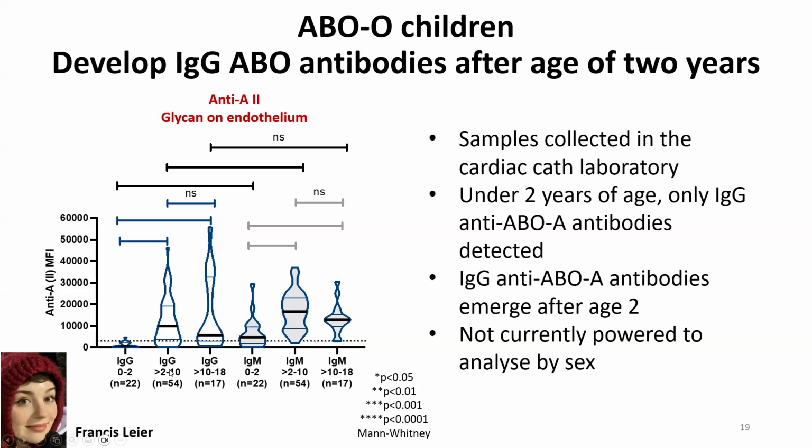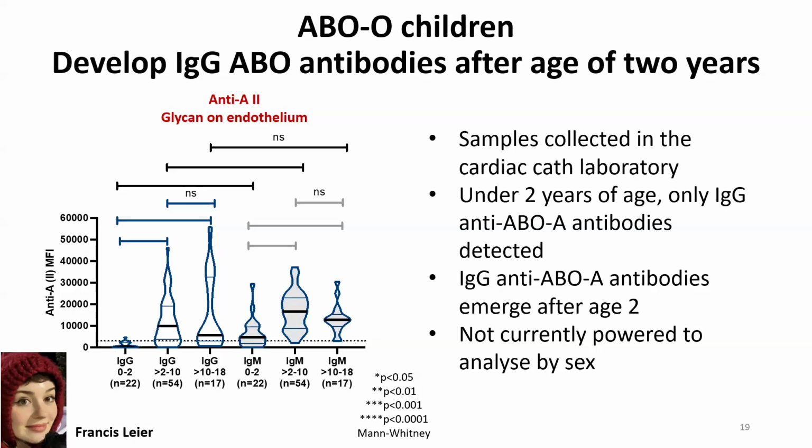And then as they get older, between the ages of 2 and 10, and 10 and 18, you start to see this emergence of IgG antibodies, and their IgM antibodies also went up a little bit in that time period. But this is a big shift here of the IgG antibodies specifically. We did try to analyze these by sex. We weren't sufficiently powered to do that, but we will continue to look at that as we have larger numbers.